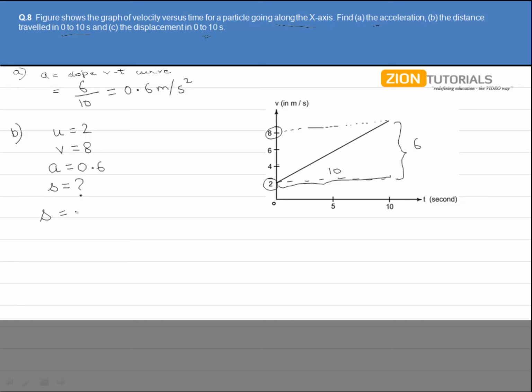So we need to find out the distance s. So s is equal to ut plus half at square, and that we can write as 2 into 10 plus half into 0.6 into 10 whole square, giving us 50 meters.